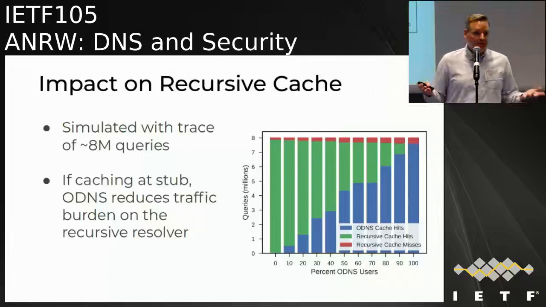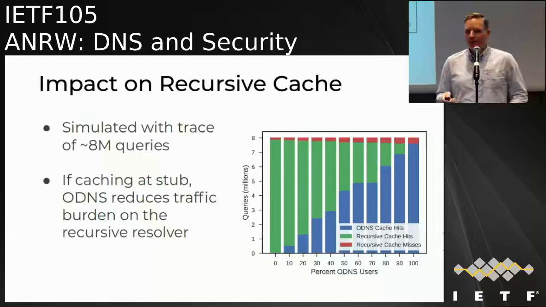We're not reinventing the wheel here. There are some stubs. I think the Windows stub actually caches right now, but not every stub does. So just doing that actually helps quite a bit. Even if you're caching just for a single user, you can get quite a benefit. So overall, we don't think we're introducing too much traffic.